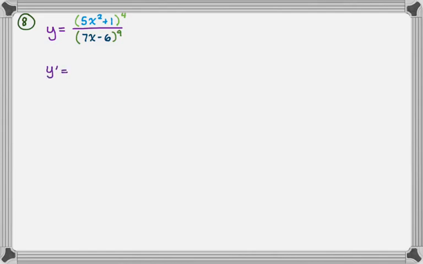So y prime is equal to bottom derivative of the top. So there's going to be a 4 from the power rule, and then there's going to be a 10x from the derivative of the inner function. So 4 times 10x is 40x. Quantity 5x squared plus 1 to the 3rd, because we're basically using the power rule on that part. And then minus the top, which is 5x squared plus 1 to the 4th.